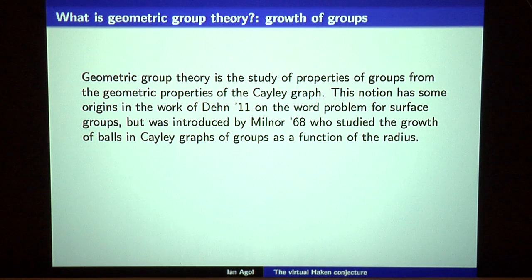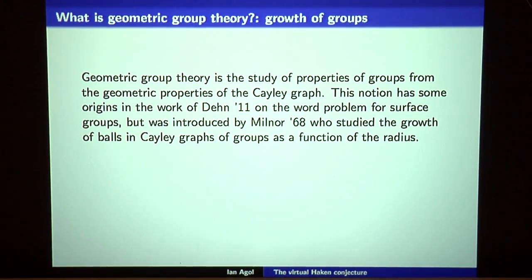Okay, so what is geometric group theory? Well, one origin of the subject, it actually has maybe several different origins, but geometric group theory is really the study of properties of groups by studying geometric properties of their Cayley graph. So geometric just means it's a metric space, and so we can study a geometric property of it.